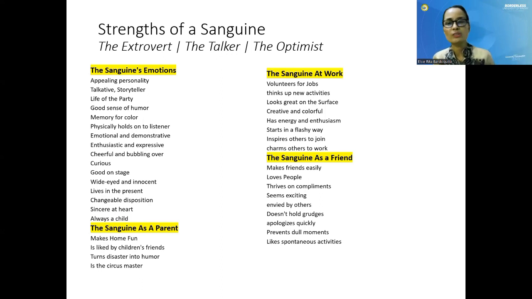Is the circus master. The sanguine at work volunteers for jobs, thinks up new activities, looks great on the surface, creative and colorful, has energy and enthusiasm, starts in a flash, inspires others to join, charms other people to work. And the sanguine as a friend makes friends happy, loves people, thrives on compliments, seems exciting, and is loved by other people, doesn't hold grudges, apologizes quickly, prevents dull moments, and likes spontaneous activity. Sarap niya naman kasama.